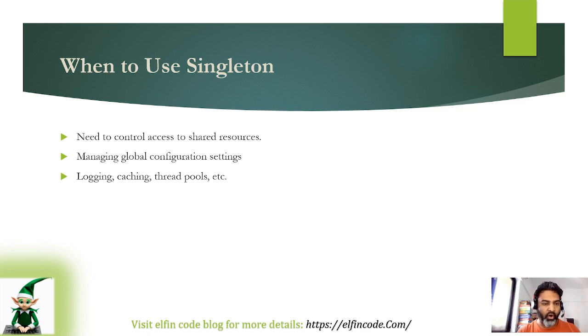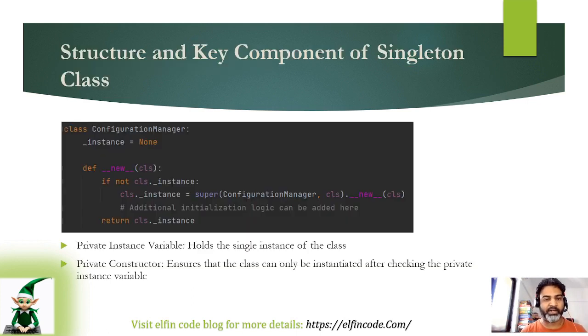Okay, so for all this kind of resource management, this singleton class pattern is the best implementation strategy, where you create one instance of the class, and then that instance will be shared across all your different modules in your application. Now let us see what are the key components of the singleton class.